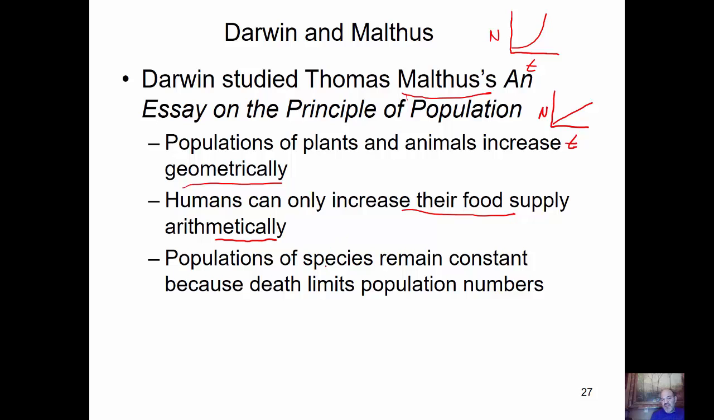So this was basically an explanation as to why populations in nature seem to remain at a constant size, because the death limits the population numbers, and the death is because there may not be enough resources such as food to feed all of the individuals in that population. So essentially, more offspring are produced than do survive. So that's kind of a key into part of Darwin's natural selection mechanism.